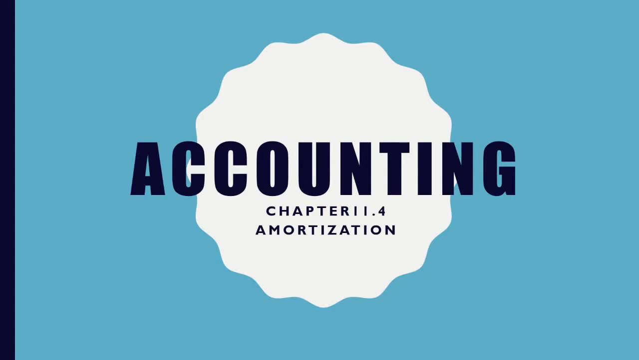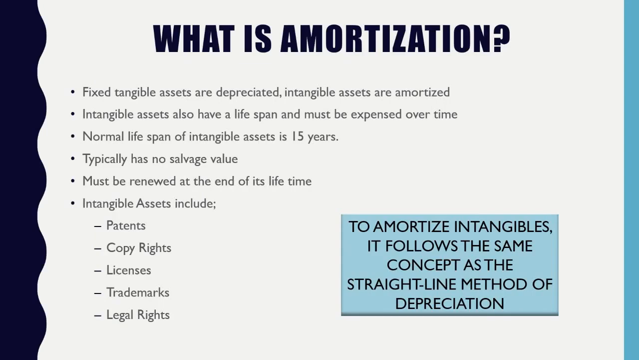Okay. So now that we learned really quickly what straight line does, how is amortization any different? Well, let's go ahead and talk about what amortization actually does. For depreciation, we understand that depreciation is for tangible assets, fixed assets, things that you can actually physically touch. In this case, what does amortization do?